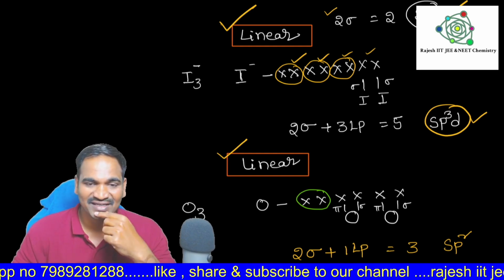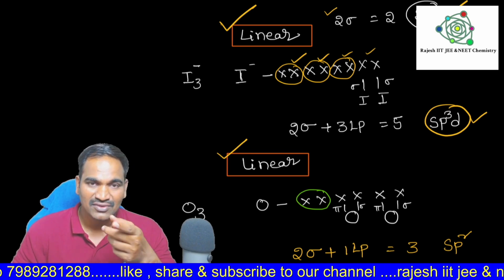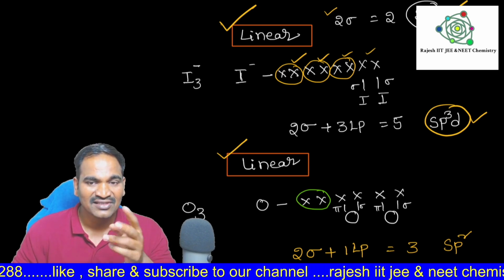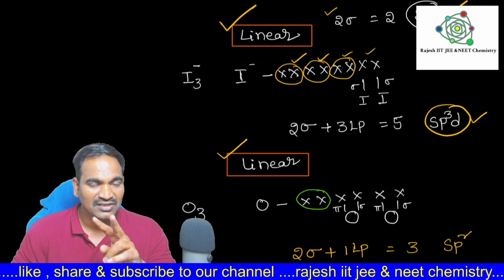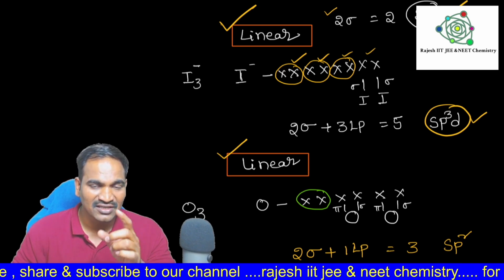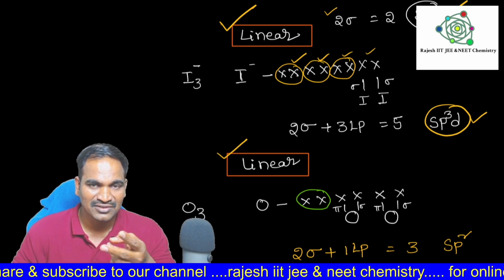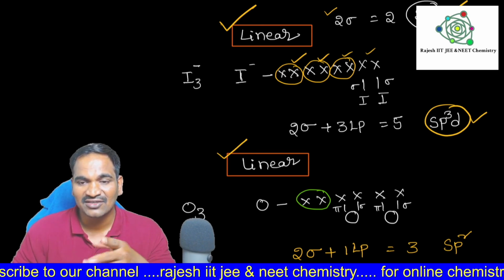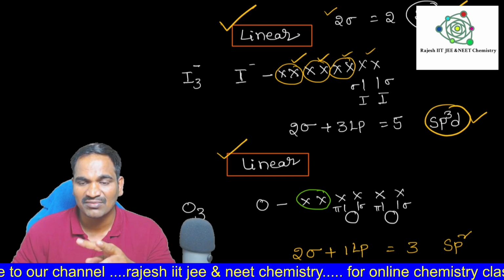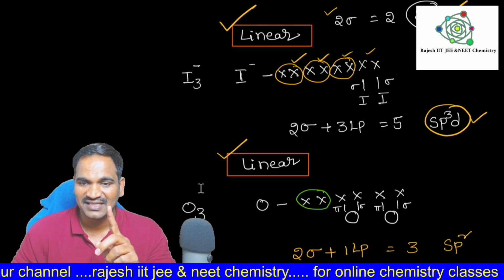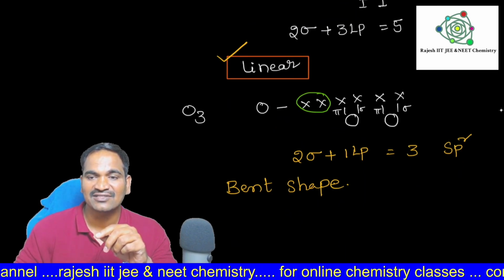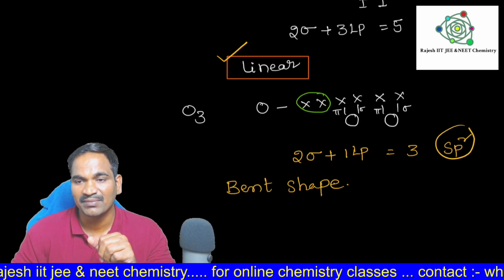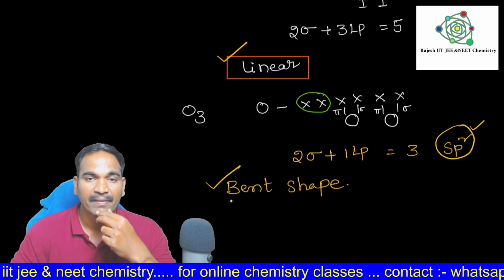Coming to the last one, that is O3. So ozone. Central atom is oxygen. Oxygen has 6 electrons. In the central atom, 6 electrons are there. That central atom is bonded with 2 oxygens. Each oxygen forms 2 bonds. One is sigma, one is pi. So the 2 oxygens form 1 sigma, 1 pi, 1 sigma, 1 pi. So one lone pair is there. You all know very well, if it has a lone pair and 2 sigma bonds, 2 plus 1, 3, sp2 hybridization, and it shows a bent shape.